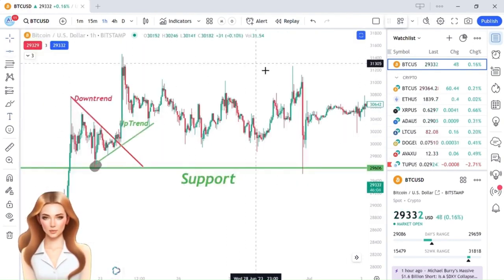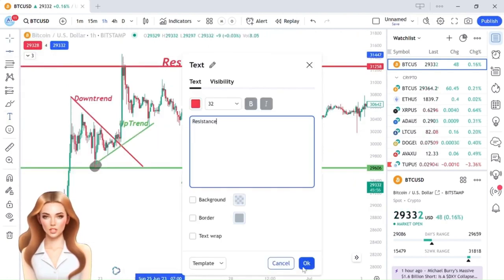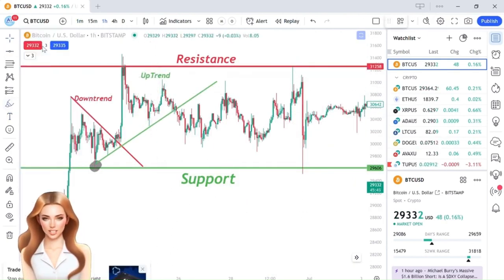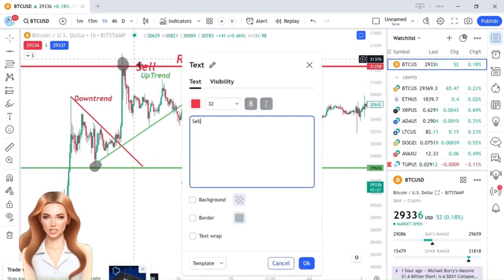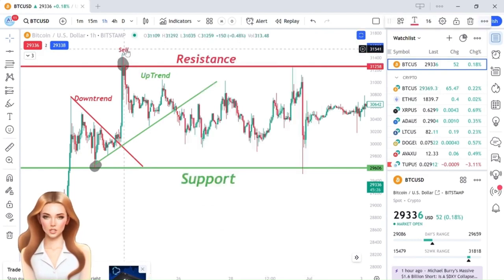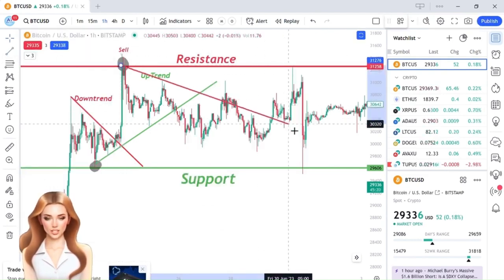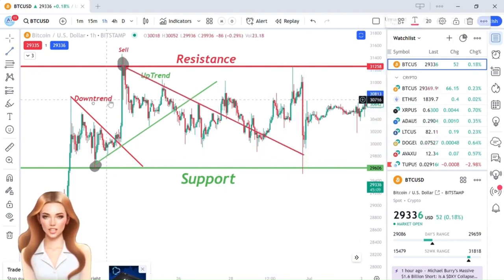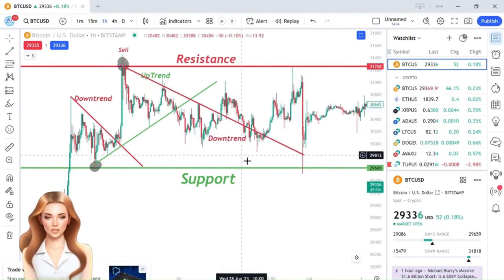Now let's come to resistance. Resistance is the opposite of support. Resistance is a point where price comes during an uptrend and starts falling. This simply means traders who bought the coin when price was at support are now going to book their profit, meaning selling their coin. And when they sell their coins, the price starts falling and a downtrend starts. So you can consider that point as a resistance level.